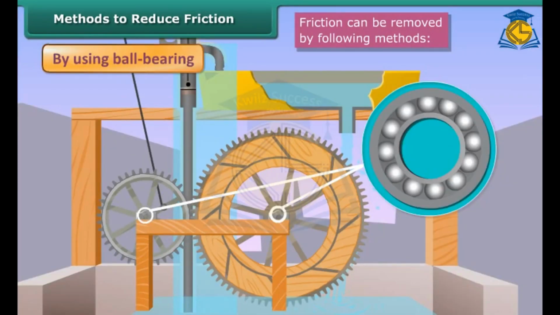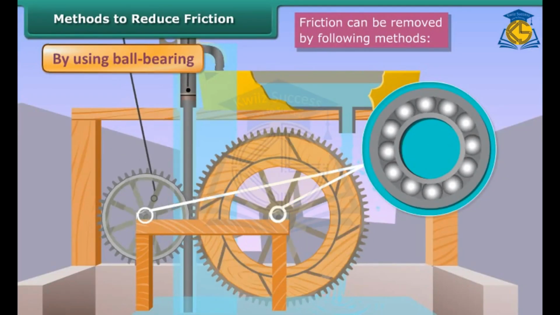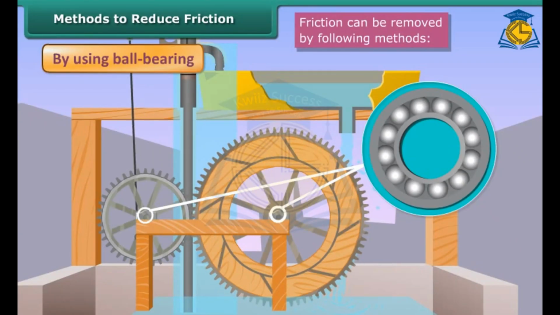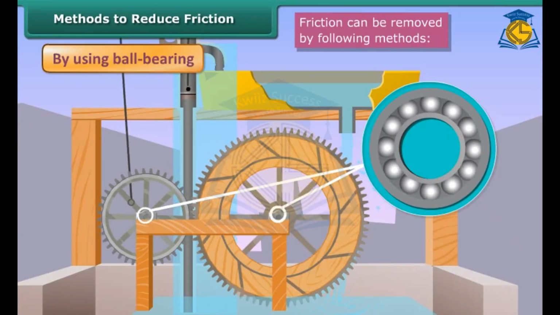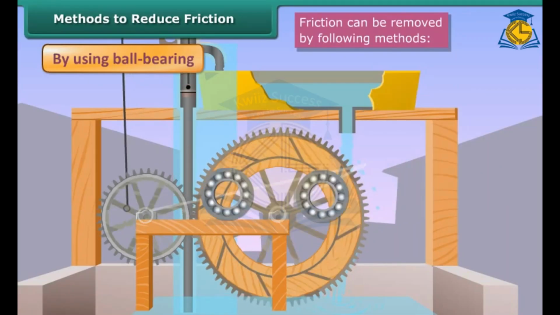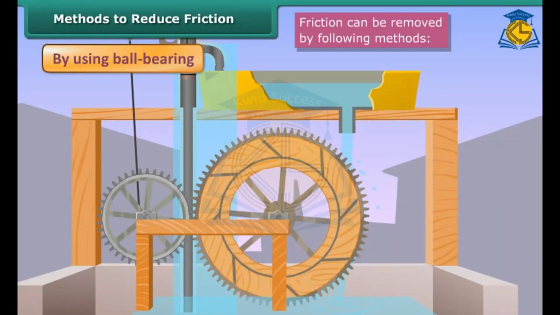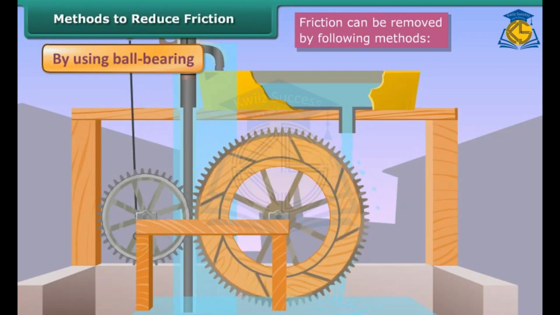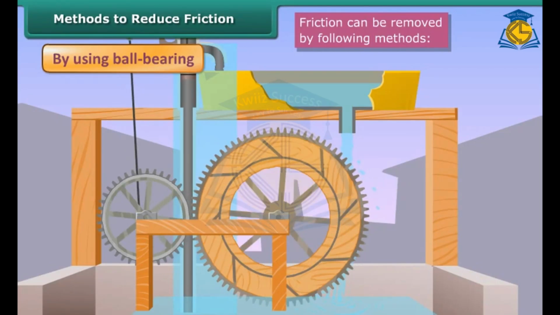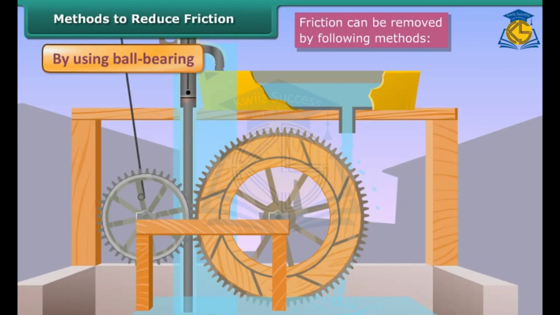By using ball bearings. Ball bearings are a hollow circular device containing small metal balls, which is fitted around the moving part of a machine like an axle. The ball bearings reduce friction by converting sliding friction into rolling friction.